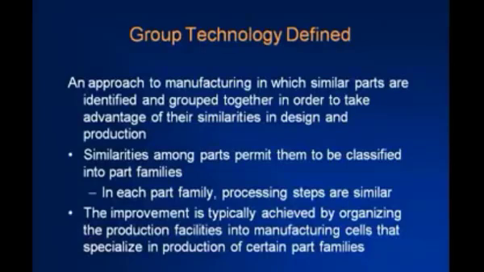In group technology, the improvement is typically achieved by organizing the production facilities into manufacturing cells that specialize in production of certain part families. So basically, group technology is a method in which similar parts in a product are identified and grouped together to have advantages in the design and production of these parts.